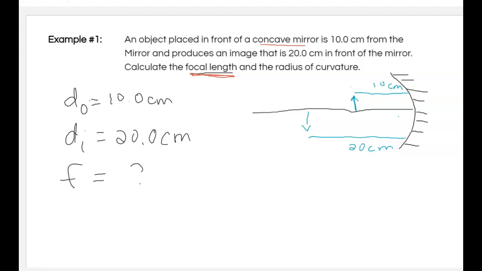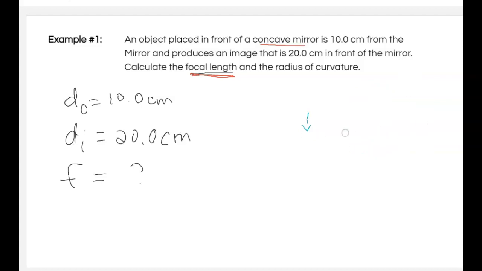So I'm going to create a little bit of space for myself. I'm going to get rid of this diagram because I want to have some space to make this solution nice and clear for you. Analyzing what we've looked at so far, I know what DO is, I know what DI is, and I'm looking for f. So I've got my givens and my required to find.